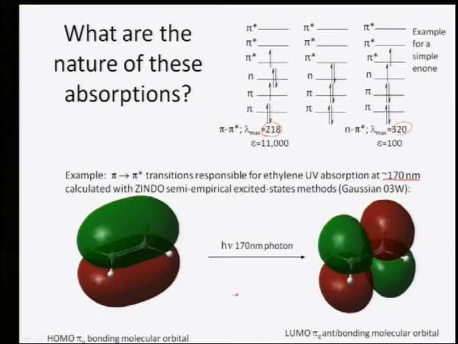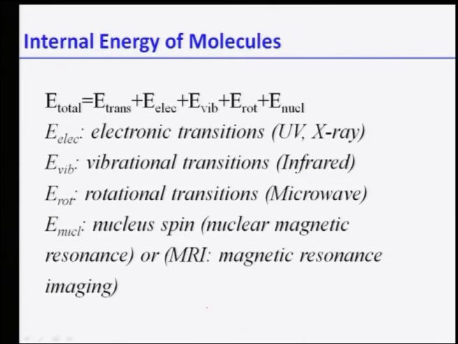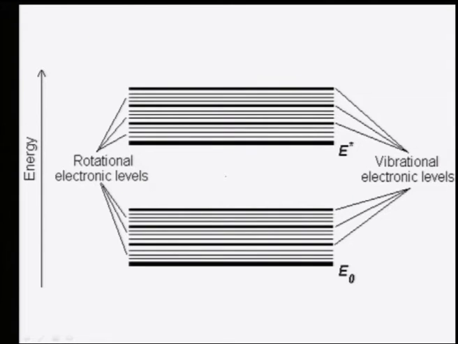Ethylene is C2H4, so there is a double bond here, and this is what is shown there. If I consider the total internal energy of the molecule, simplistically, it consists of electronic transitions, vibrational transitions, rotational transitions and nuclear transitions. Normally, electronic transitions are determined by UV and X-ray, vibrational ones by infrared, as I have just told you, and this is the different energy levels that I have shown you.